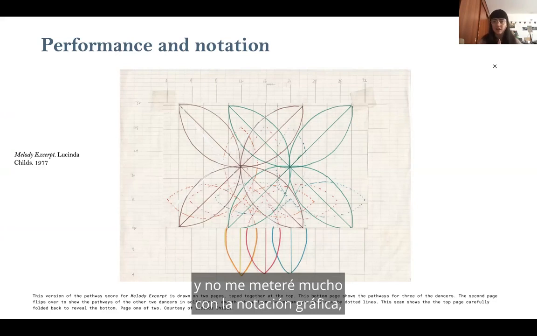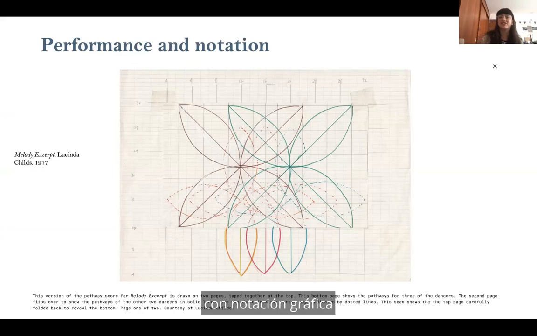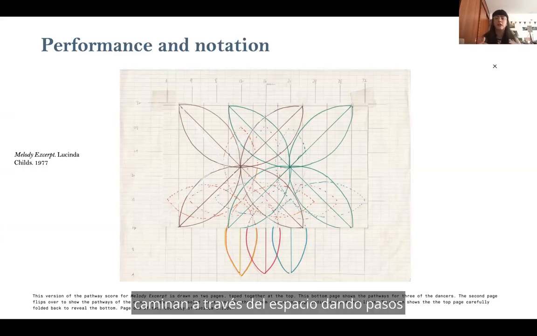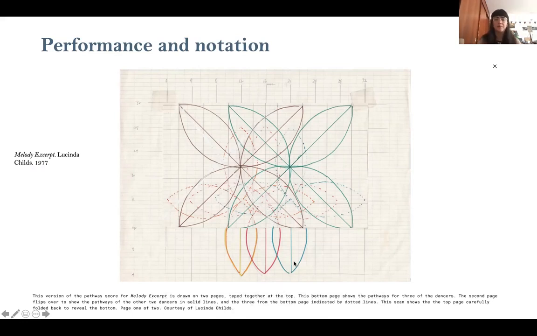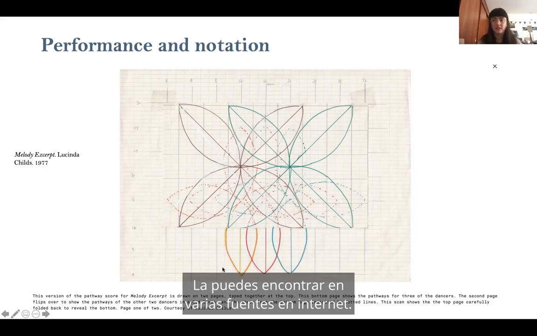And I'm not gonna get too much into graphic notation, except for this example. This is a graphically notated dance score by Lucinda Childs. It was made in 1977, and it's called Melody Excerpt. And this is a dance piece where the dancers just walk through the space, giving these very rhythmic steps, guided by these figures. This is just one page of that score. You can find it very easily on the internet.